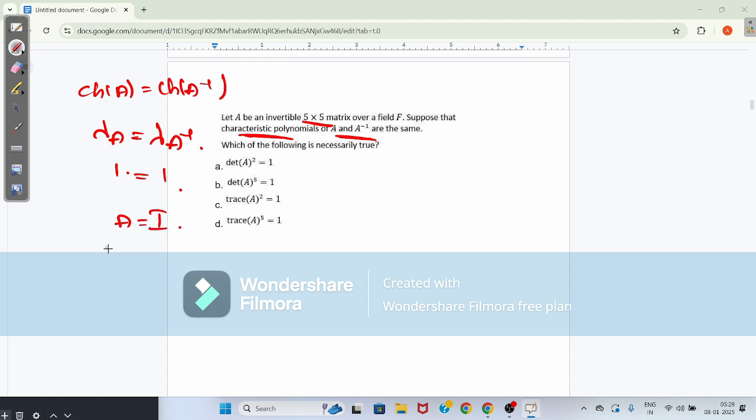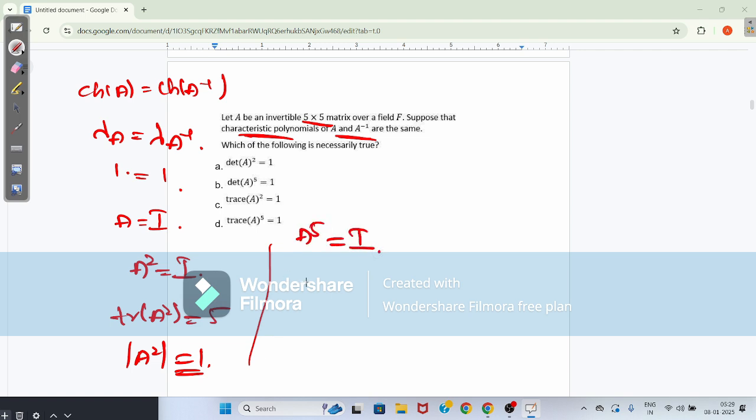Trace of A square also becomes I here. What is the trace of A square? That equals to 5 here, and determinant of A square, that equals to 1 here. Now consider A power 5 is equals to I. So what will you get? Trace of A power 5 is also equals to 5 here, and determinant of A power 5 is also equals to 1 here.